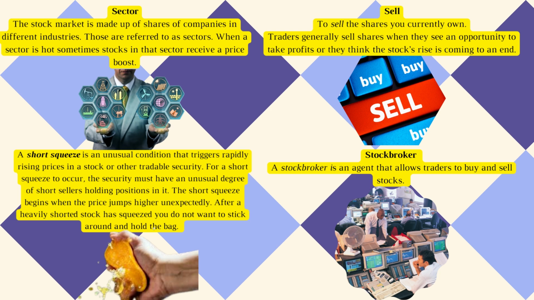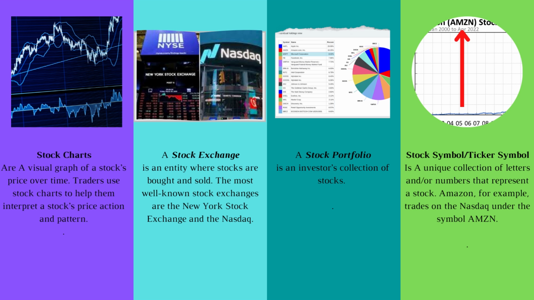A stockbroker is an agent that allows traders to buy and sell stocks. Stock charts are a visual graph of a stock's price over time. Traders use stock charts to help them interpret a stock's price action and pattern. A stock exchange is an entity where stocks are bought and sold. The most well-known stock exchanges are the New York Stock Exchange and the Nasdaq.